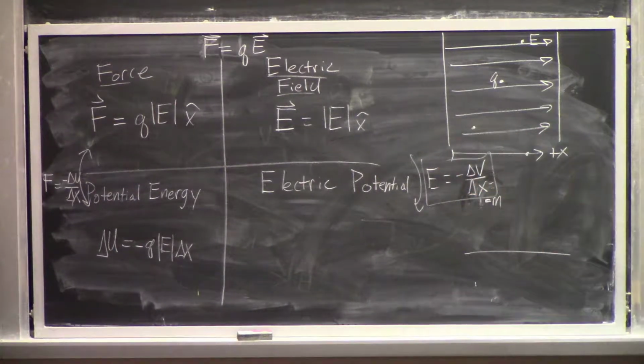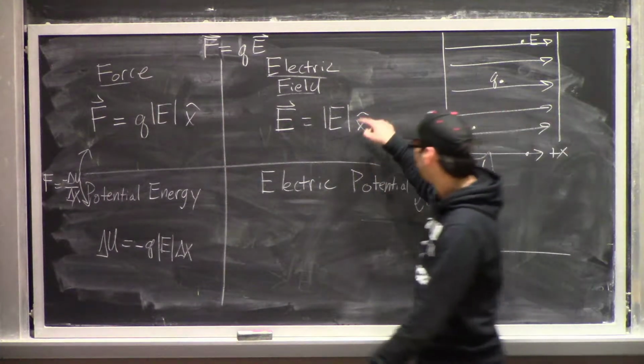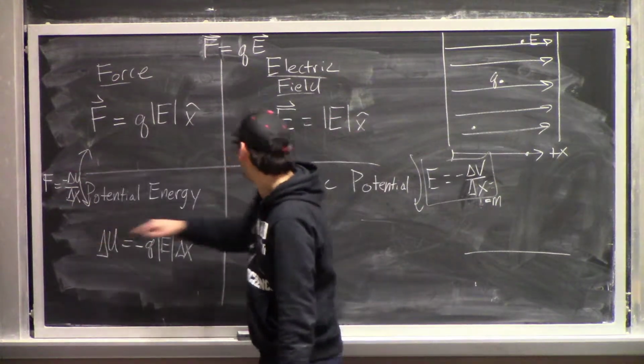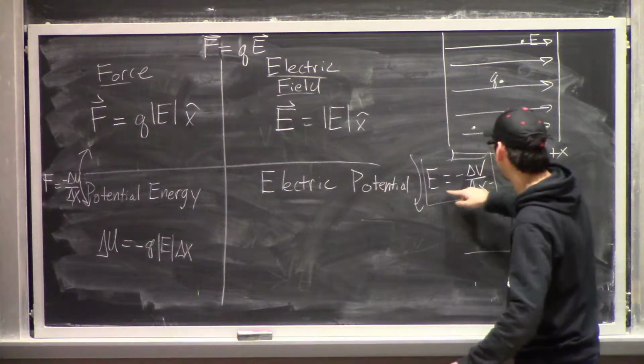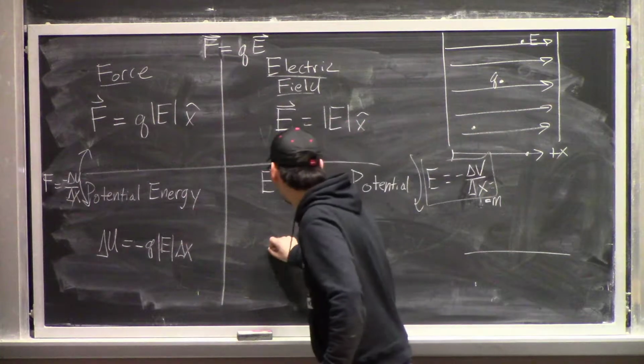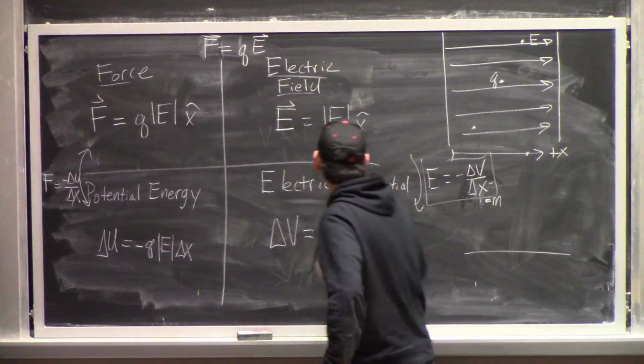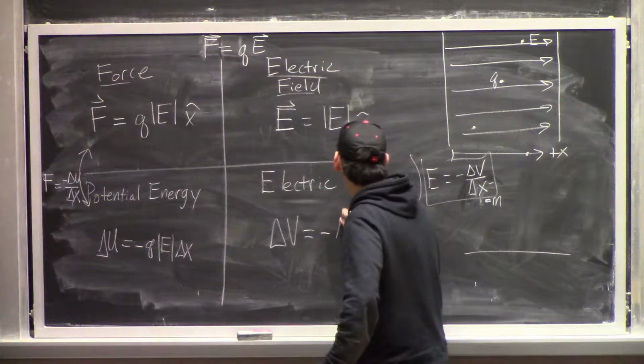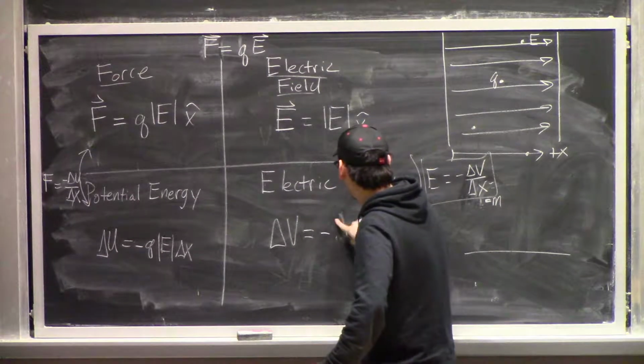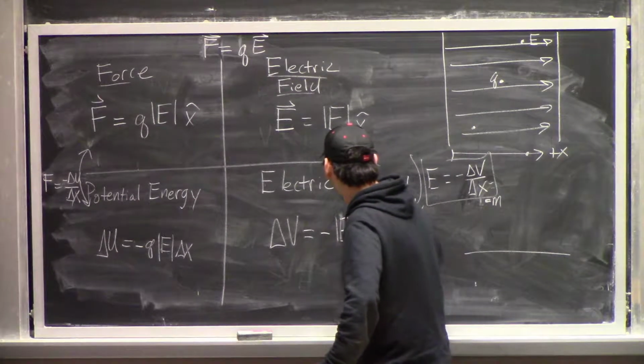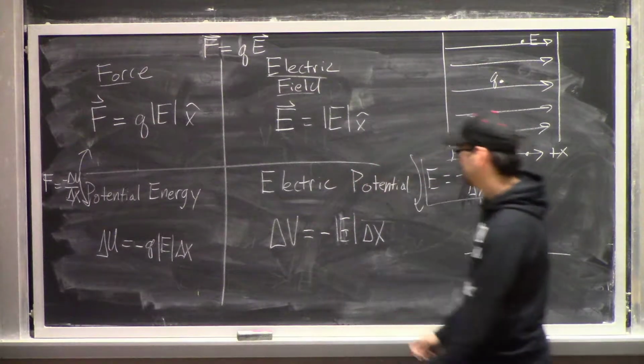Okay, so we can do the exact same thing that we did here, right? We plug in E into this equation and then solve for delta V. And when we do that, we see that delta V is going to be equal to negative magnitude of E times delta X, okay?